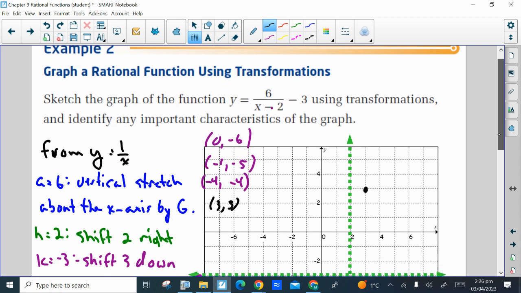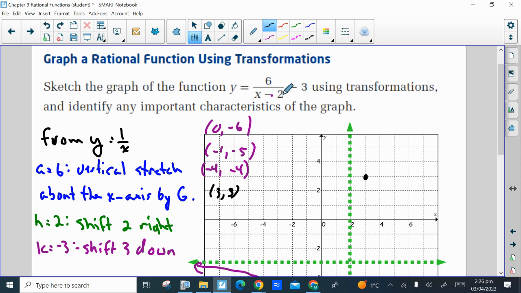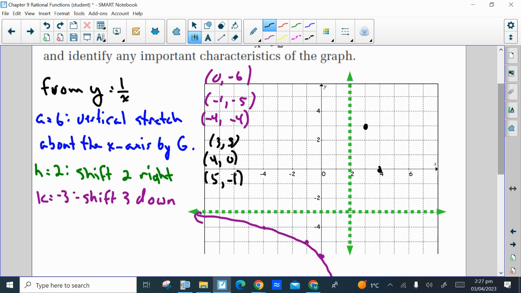I could let x equal 4. 4 minus 2 is 2. 6 divided by 2 is 3. And 3 take away 3 is 0. So that is actually the x-intercept. And I could let x also equal 5. That'll work out nicely, because 5 take away 2 is 3. 6 divided by 3 is 2. And 2 minus 3 is negative 1. So 5 comma negative 1 is right there. So that gives us a few points on the other branch, the other arm of the graph.